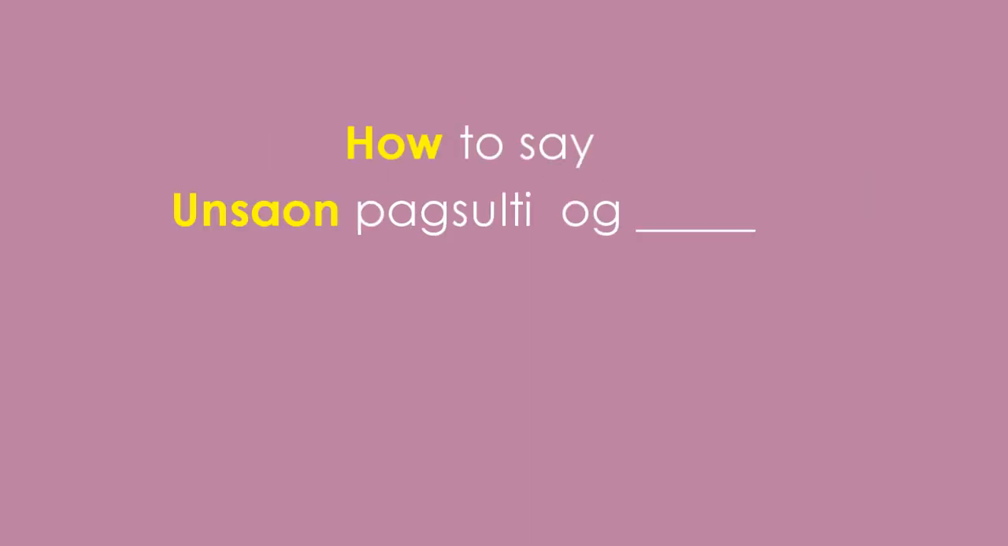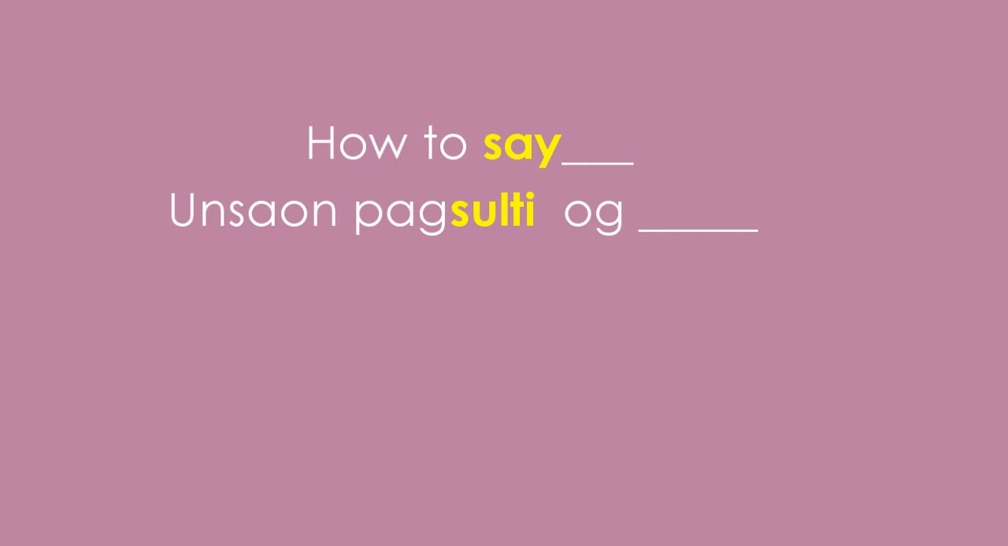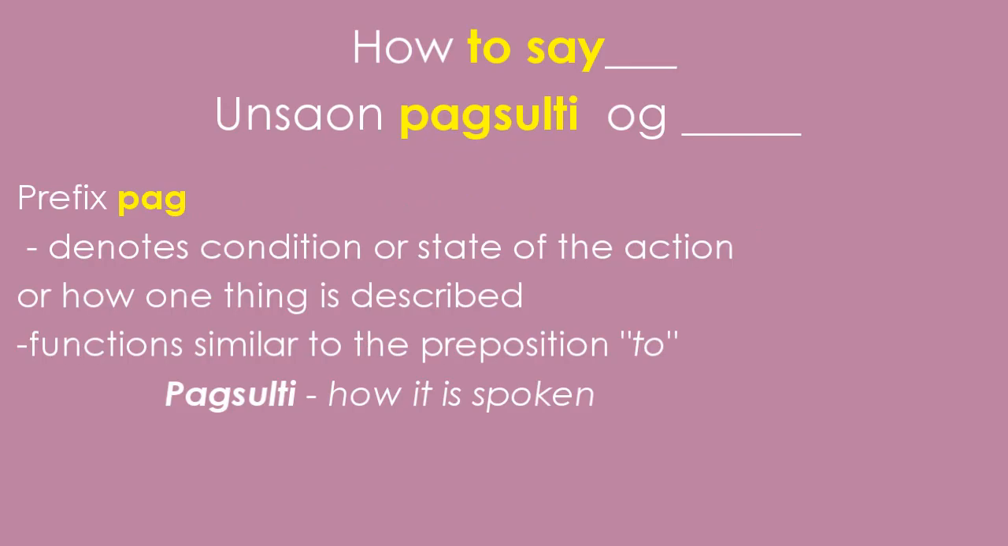Let's break it down. How is unsaon? Unsaon. Say is sulti. To say is pagsulti. The prefix pag denotes condition or state of the action or how one thing is described. Functions similar to the preposition to. Pagsulti is how it is spoken.